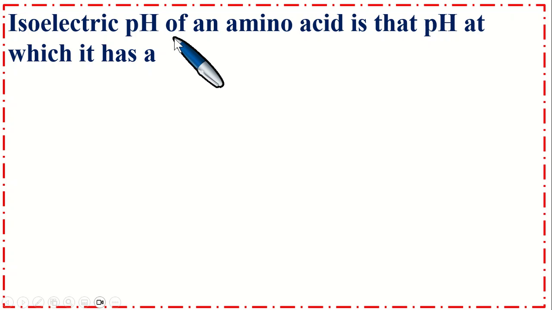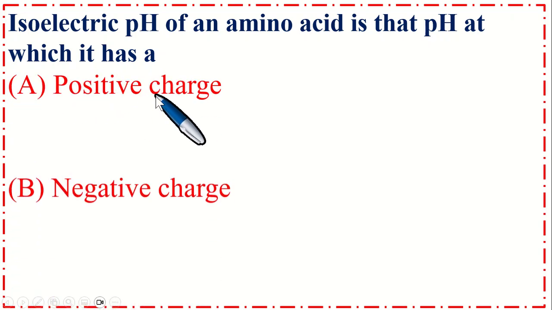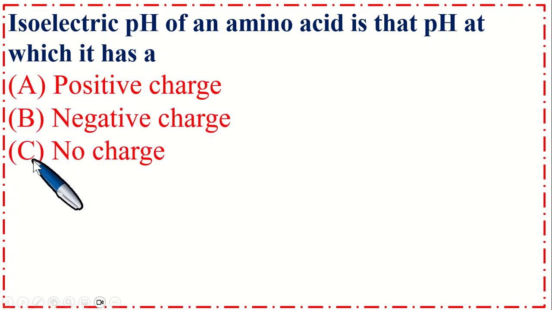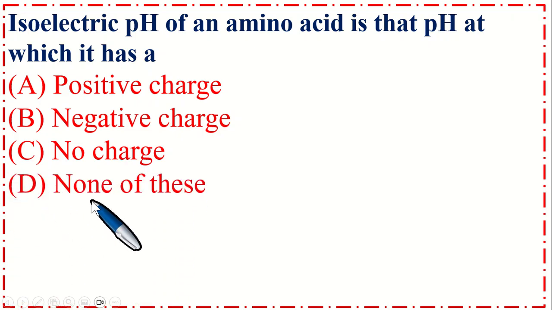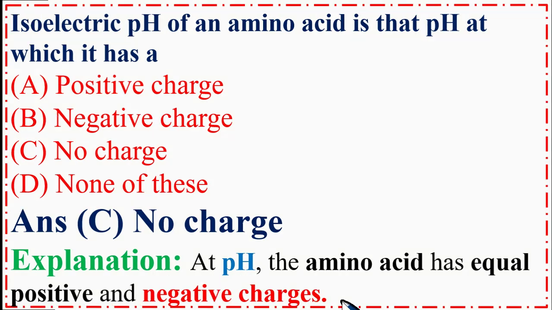Isoelectric pH of an amino acid is that pH at which it has option A positive charge, B negative charge, C no charge, and option D none of these. So the correct option is C no charge. At the isoelectric pH, the amino acid has equal positive and negative charge.